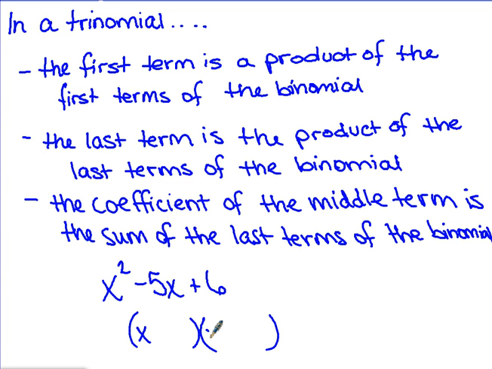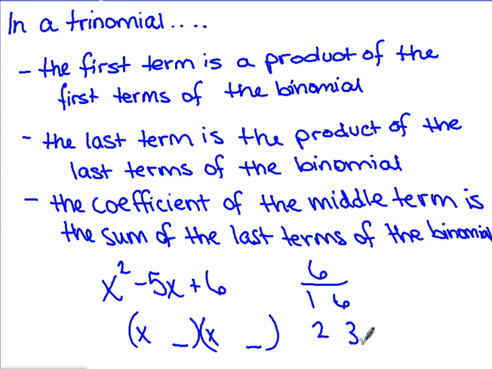That's x times x. Now we know the last term is the product of the last terms of the binomial. So 6 is the product of whatever goes in the last places of the binomial. So we're looking for multiples of 6. Now, the multiples of 6, we have 1 and 6, and 2 and 3. Now before we pick a pair of multiples, the coefficient of the middle term, so this 5, is the sum of the last terms. So we're either adding or subtracting 1 and 6, or we're adding and subtracting 2 and 3. Now, 6 minus 1 is 5. 2 plus 3 is 5, so we can use either pair.